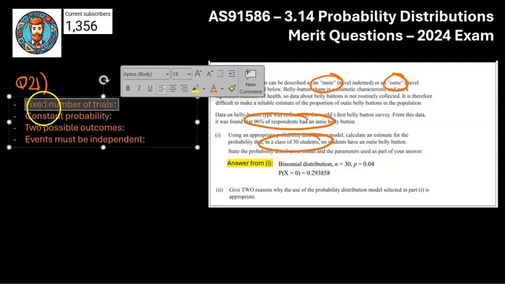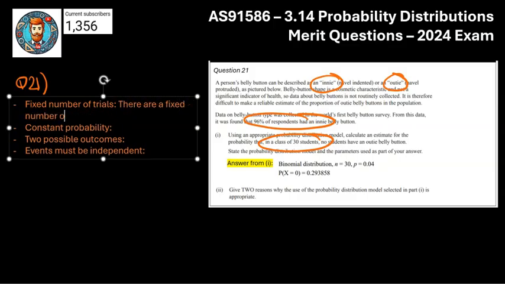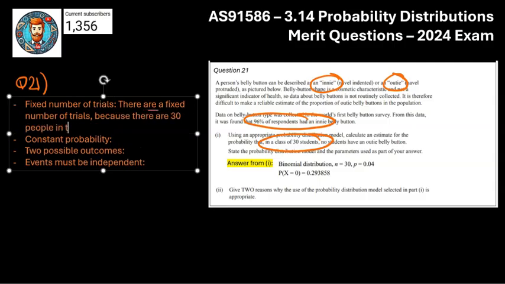So for each of these, I need to add a sentence that links it to the context of the scenario. For a fixed number of trials, we want to talk about the 30 people in each class. That's what it relates to. So there are a fixed number of trials because there are 30 people in the class. That's linking it back to the context.